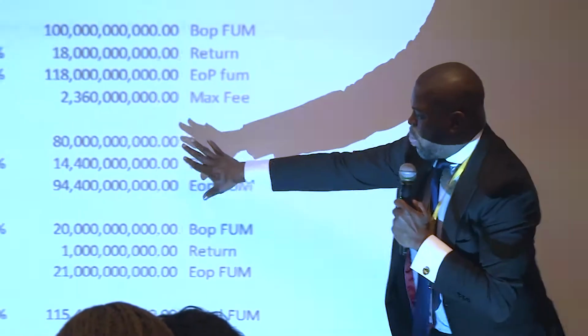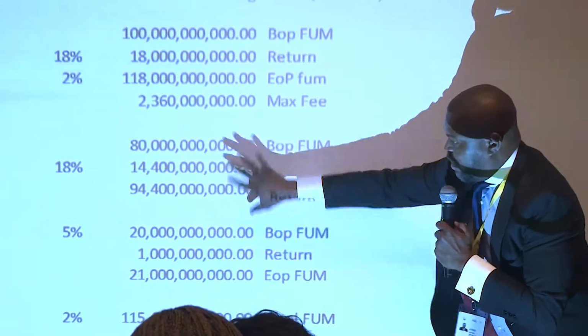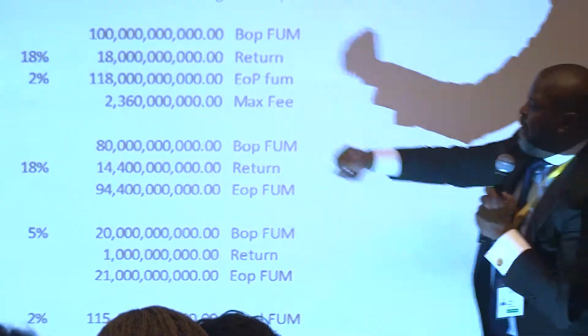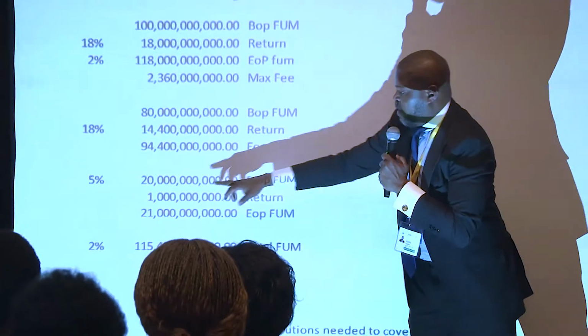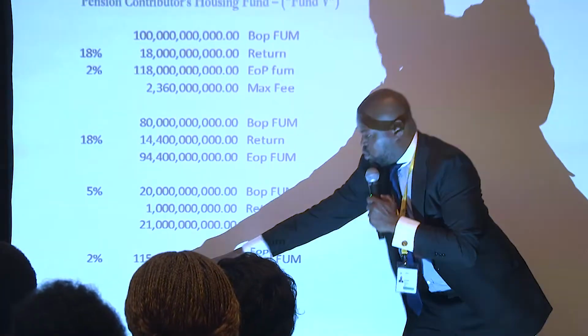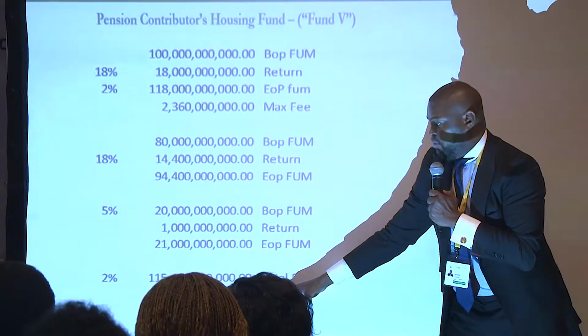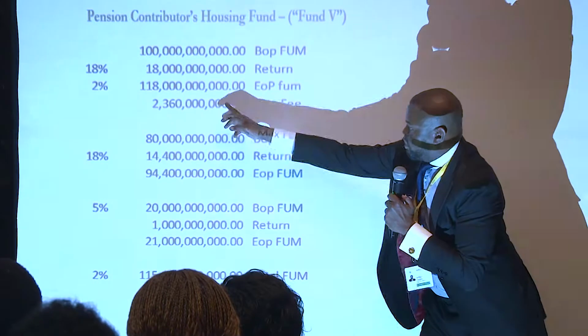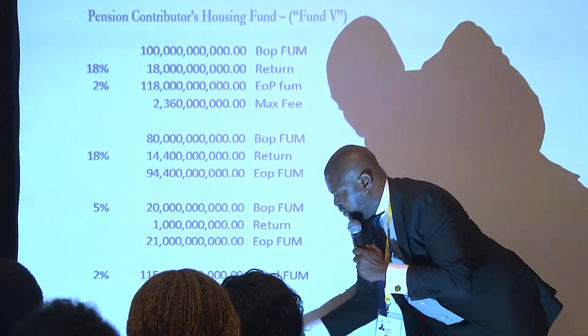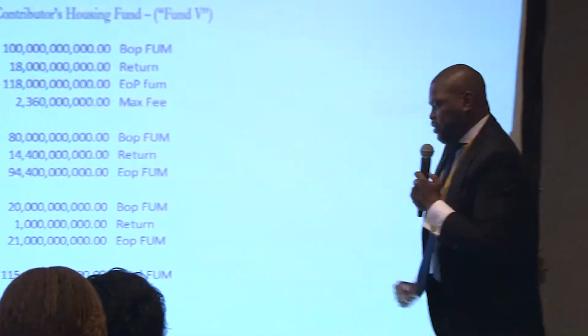Now, if we break it down into two funds, yeah, then it will be 80 and 20. 80 will earn 14. 20 will earn 1. So the total is 115.4. This is what they now earn. The difference between this and this is what? 52 million. That's a shortfall.